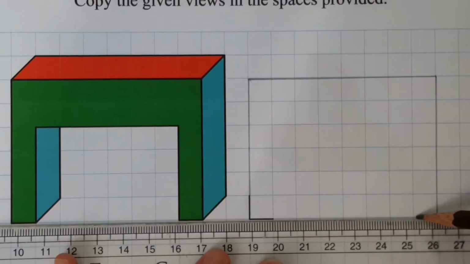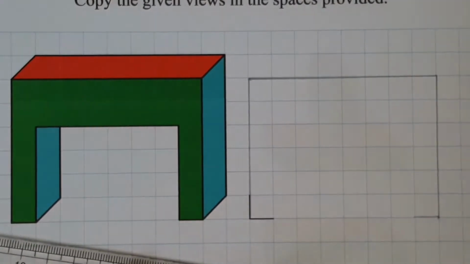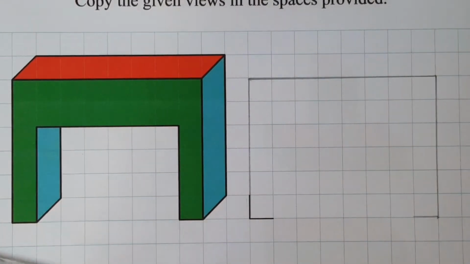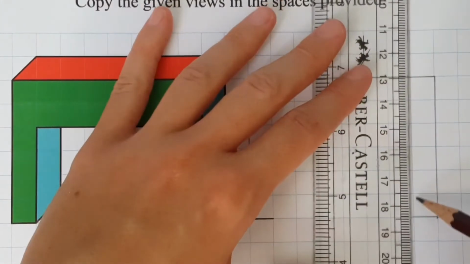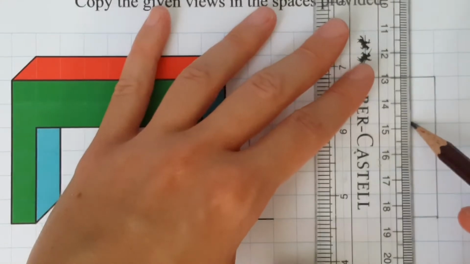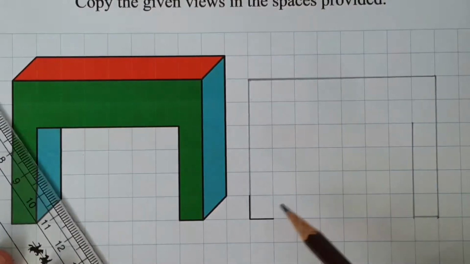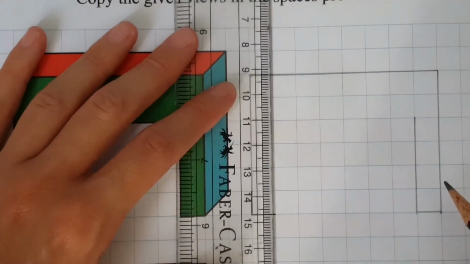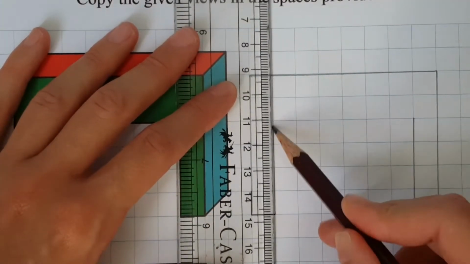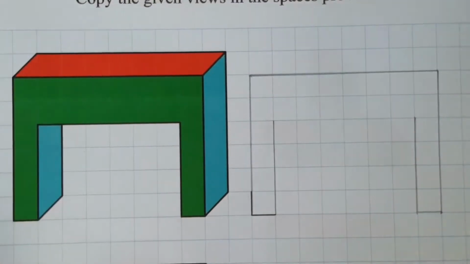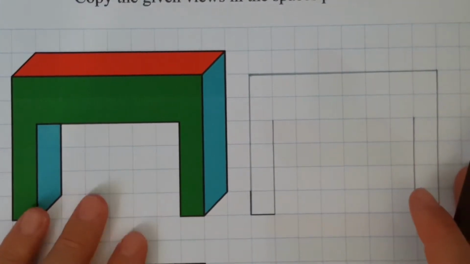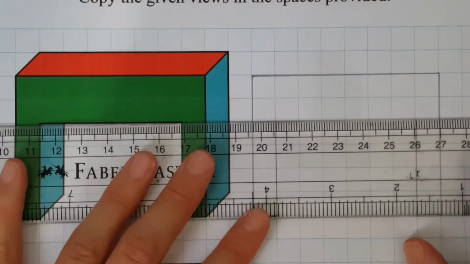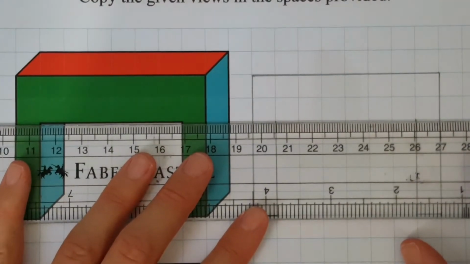Let's draw this horizontal line, which is only 1 box to the left, and let's draw these 2 vertical lines, which are 4 boxes upwards. Do the same for the other line as it's the same height. And let's join these 2 end points together to finish our front view, the green front view of our table.